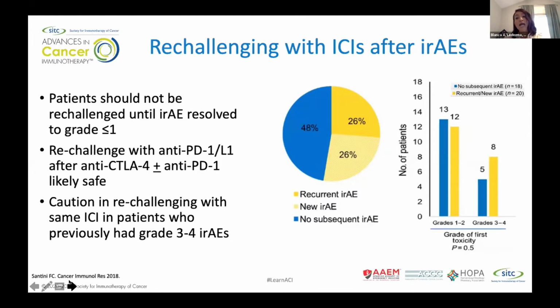Among those who had the higher grades, grade 3 and 4, 5 had no subsequent IRAEs, and 8 had new or recurrent IRAEs. So when we're rechallenging patients with the higher grades, it's really important to be cautious and monitor these patients closely because of potential IRAEs.